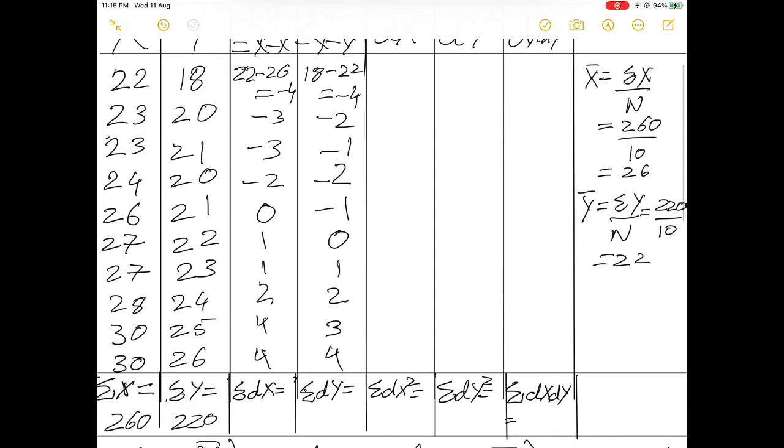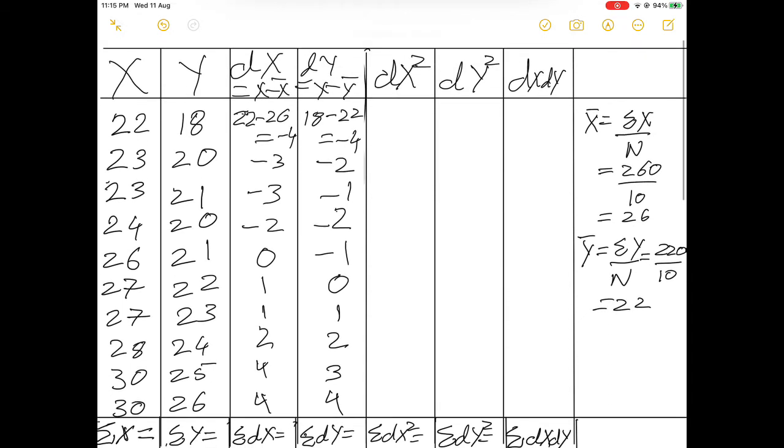Now, to cross check, always calculate the sigma dx and sigma dy values, that is the summation of dx and dy values. If they are not 0, there is some error. Okay, so in our case both summation of dx and dy are equal to 0. Now next step, we have to calculate the squares of dx and dy. So sigma dx square, dx square and dy square.